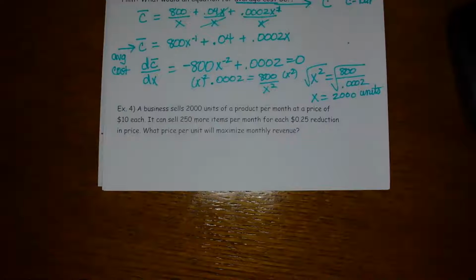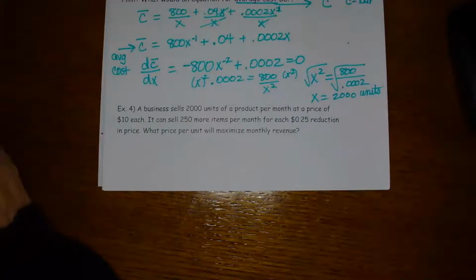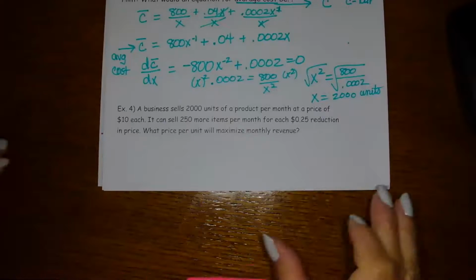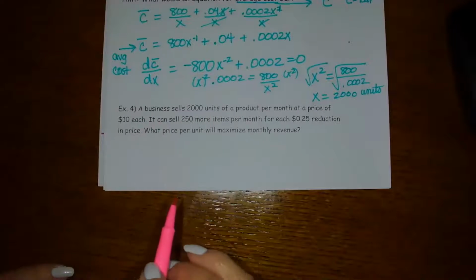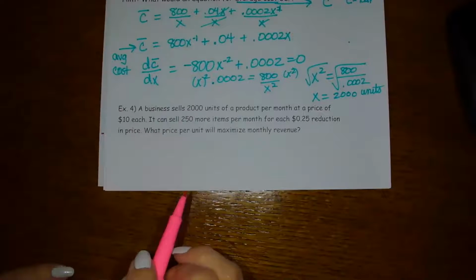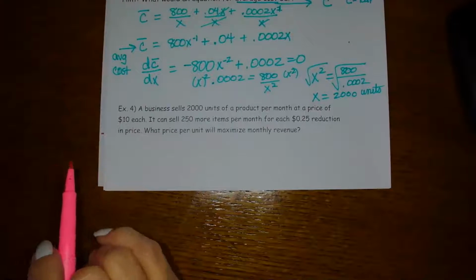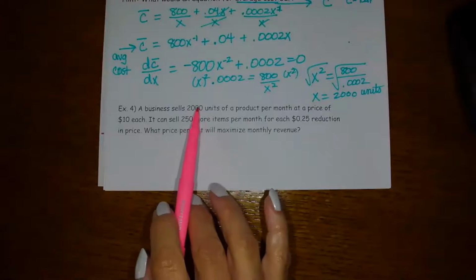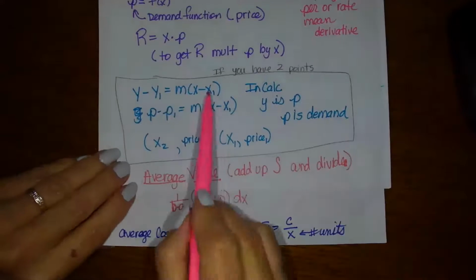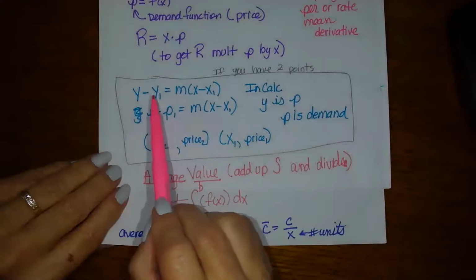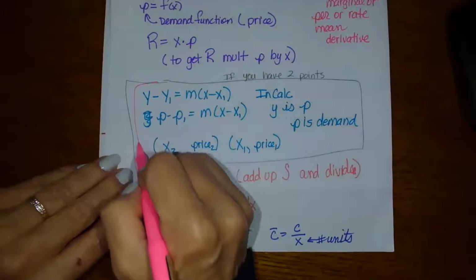Okay, this one looks familiar. We did this on day one, but we're doing something else to it. Same problem, but we're going to add to what we knew. A business sells 2,000 for $10, 250 more for a 25-cent reduction. Whenever you see units at a price, and then if you reduce them, remember that brings us back to this fella, right here.